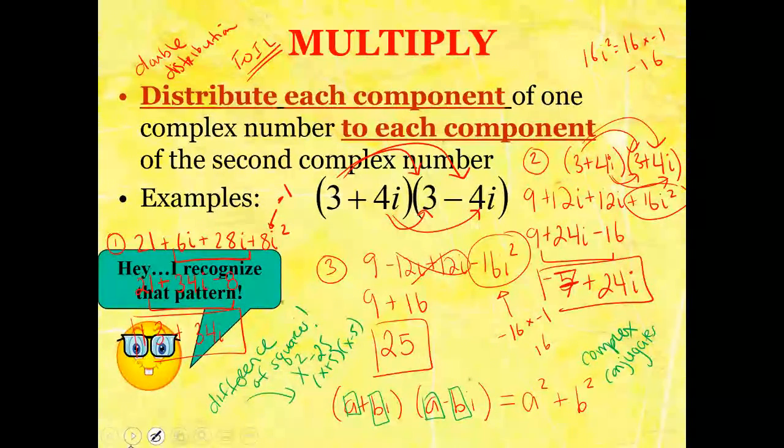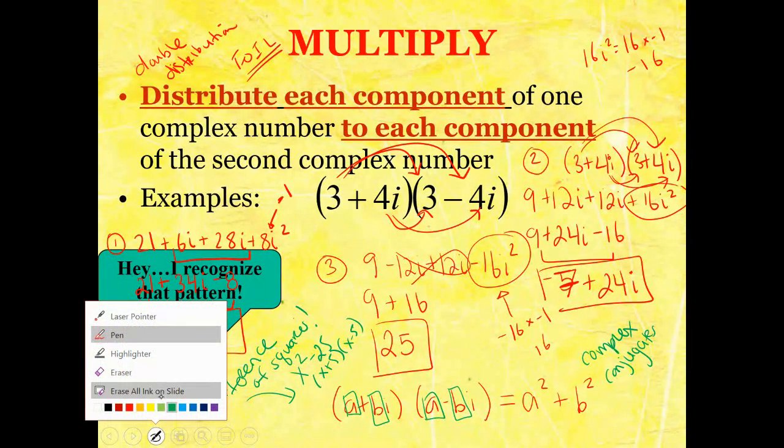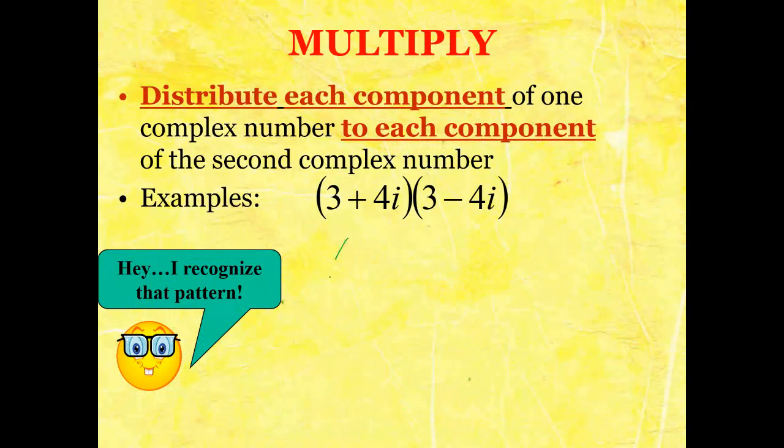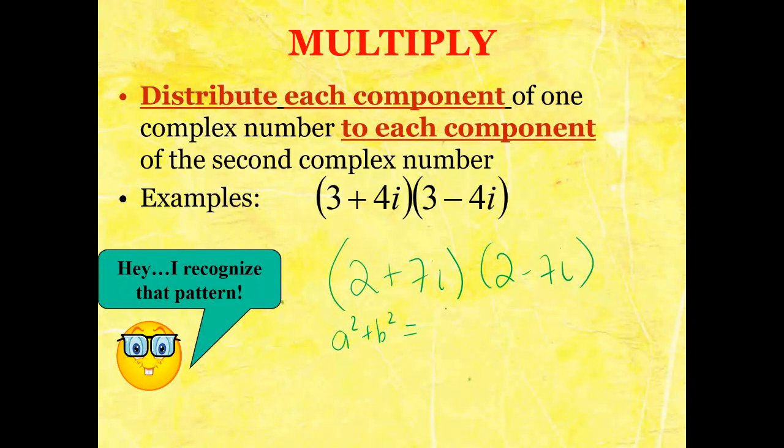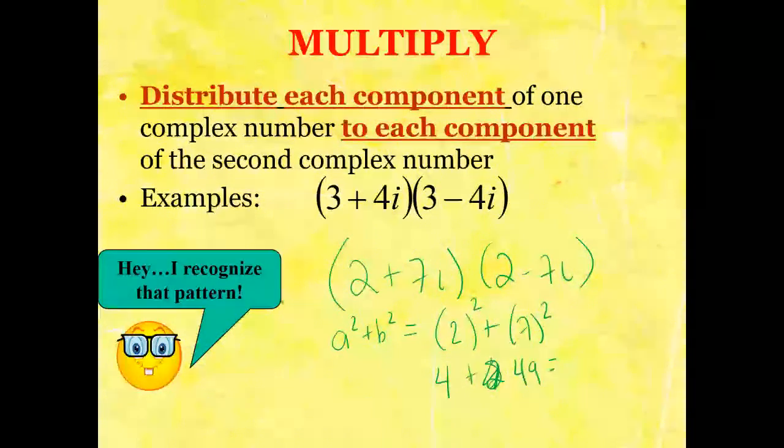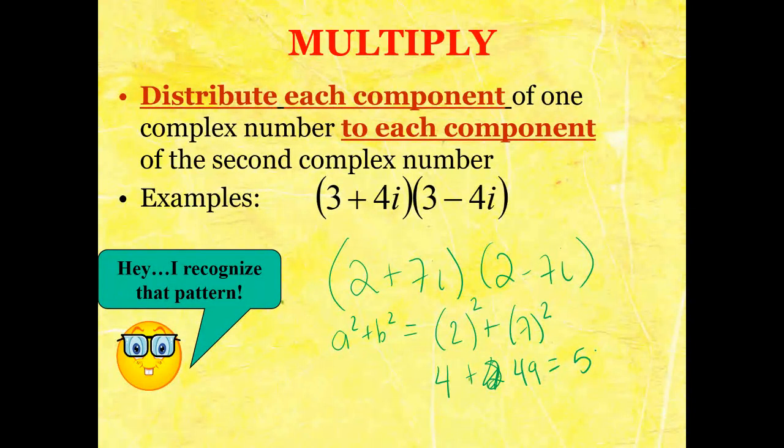So if I gave you another one, I'm going to go ahead and just clear my board. Let's say I gave you 2 plus 7i times 2 minus 7i. If I recognize that these are complex conjugates, so it's a squared plus b squared, I'm in a great place. When I multiply this out, I'm going to get 2 squared plus 7 squared. If you want to check me on that, go for it. I'm going to get 4 plus 49, so I'm going to get 53.